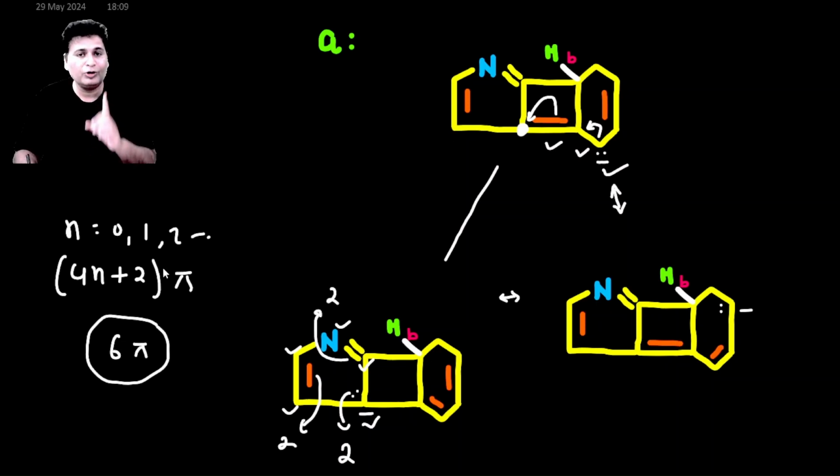If you put n is equal to 0, it gives you the value 2. If you put n is equal to 1, it gives you the value 6. If you put n is equal to 2, it gives you the value 10. So if 2 electrons are in cyclic conjugation, 6 electrons, 10 electrons, 14 electrons, those numbers which follow Huckel's rule, the 4n plus 2 pi rule, will be declared as aromatic in behavior.